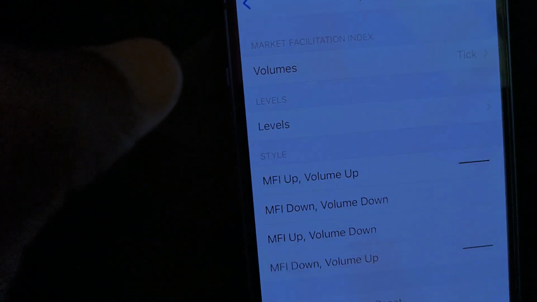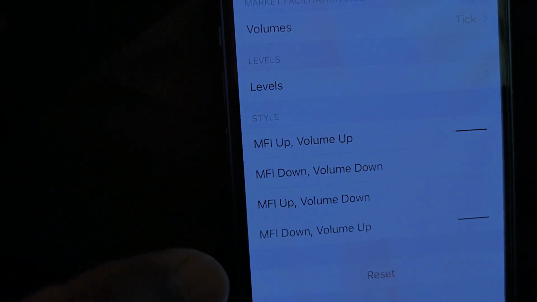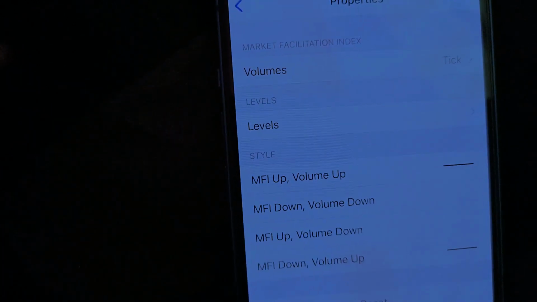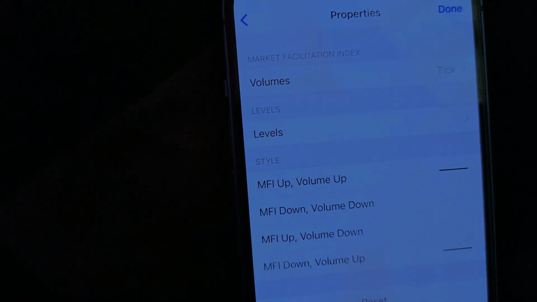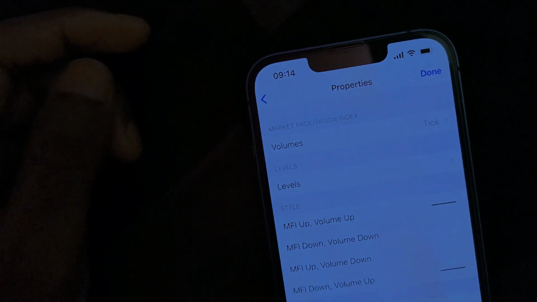So the only thing you have to change is these two. So the MFI up should be black and the MFI down should be black. Then these two ones in the middle should be white or the color of your chart. So my chart color is white, and that is why it's white. And finally, you're going to have something which looks like this.